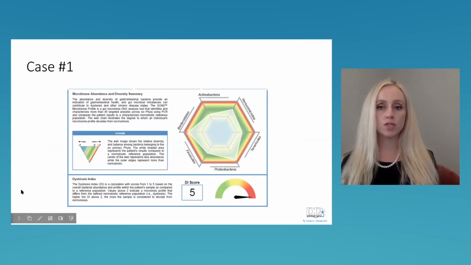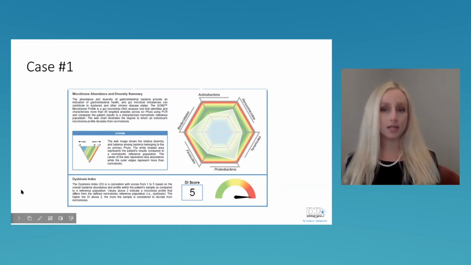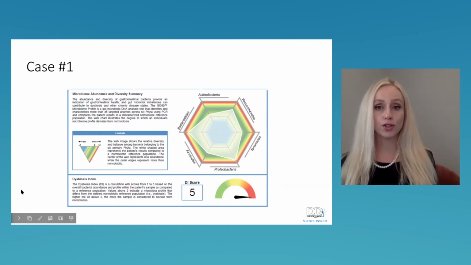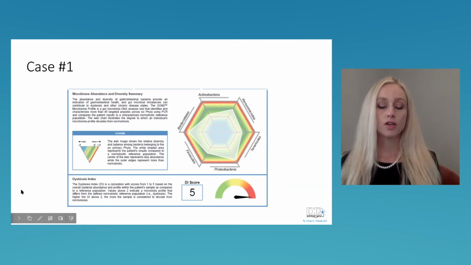Your patient's result is that white webbing there, and the green hexagon is the normobiotic reference range with regards to abundance and diversity. So this is an excellent tool here. Most people actually are visual learners, so this is a great tool to show your patient exactly individualized medicine here. They have their web and it's superimposed on the reference range, okay? So the web is a representation of abundance and diversity by phyla.